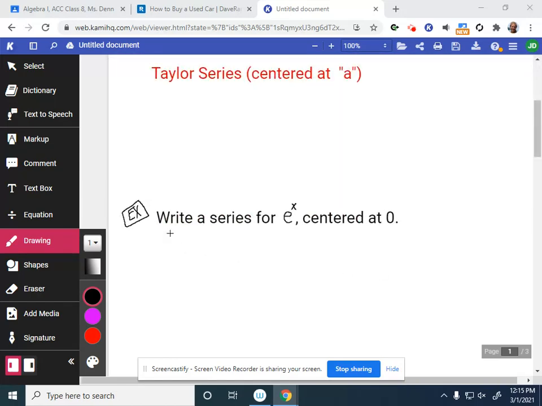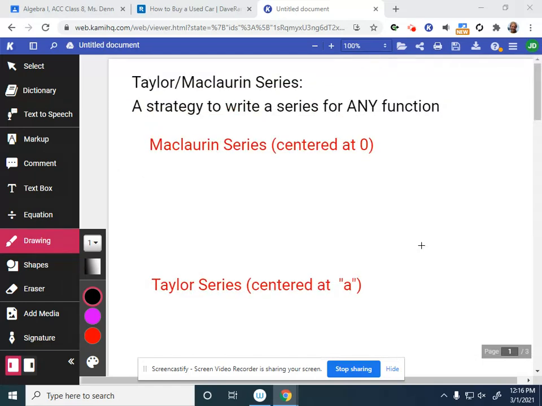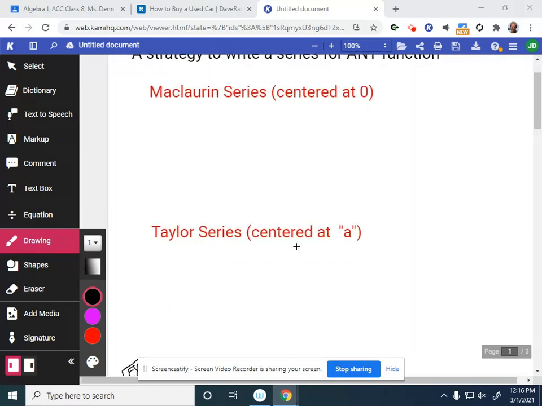Our big goal is to be able to write a series for e to the x. And I wrote centered at 0, which I'll explain in a second. So we already have a series now for sine. We have a series for cosine, which we built off of sine. Maybe we'll also try to write a series for cosine using this strategy, but first we'll start with e to the x. But we will not have to build this the way I built that series for sine. What I get to do instead is understand how a MacLaurin or Taylor series works.